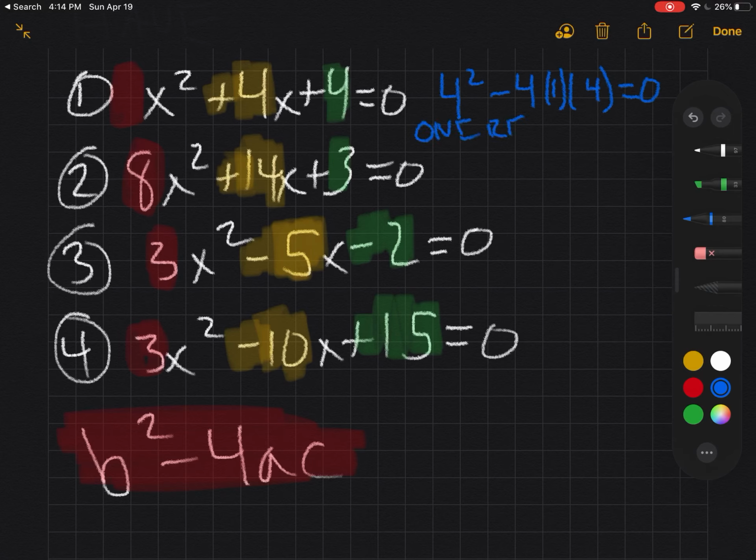So for the first one, I'll work all these in blue. We would have 4 squared minus 4 times 1 times 4, and that equals 0. So for the first one, we would predict one real solution.